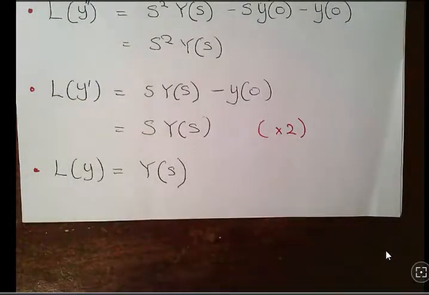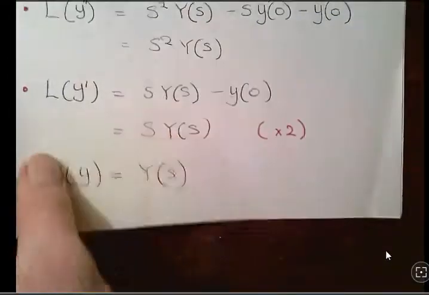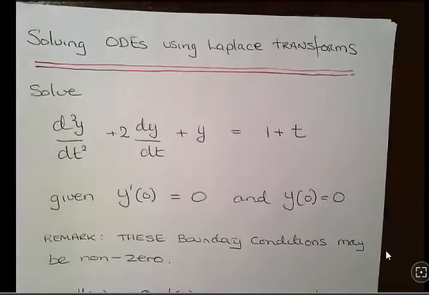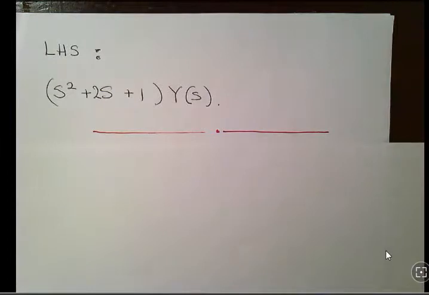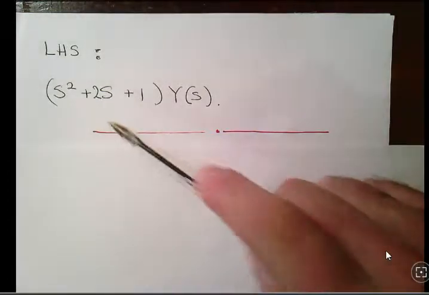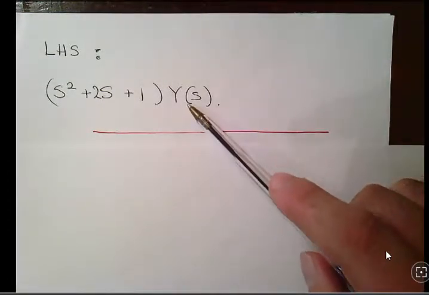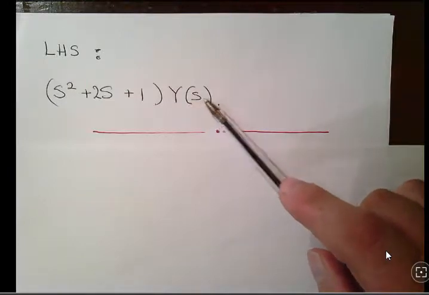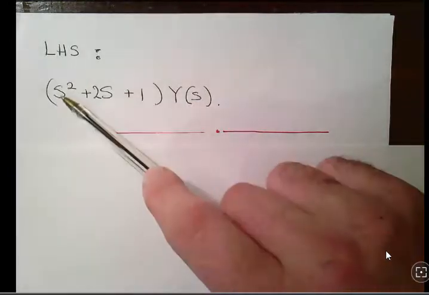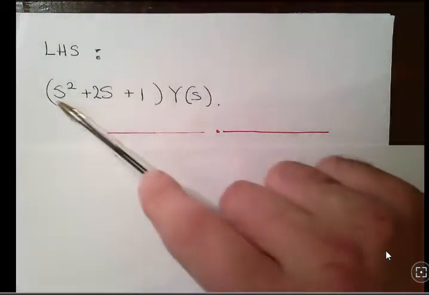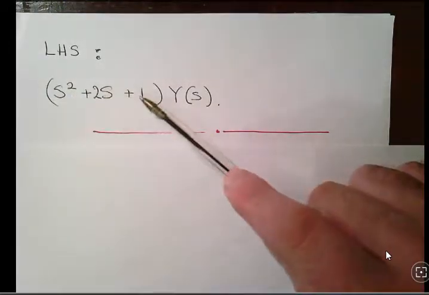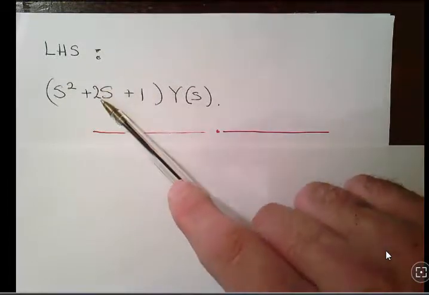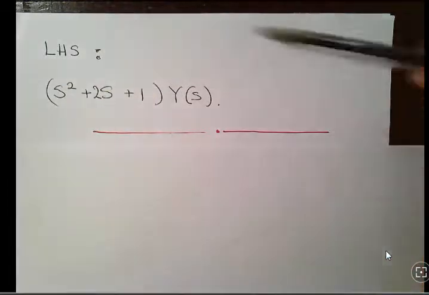Okay, so what I'm going to do is piece them all together. Let's go to the next page. I'm going to take out the Y of s terms so it's all separate, so I just have this little quadratic expression. The Laplace transform of the left-hand side is s squared plus 2s plus 1 times Y of s, and you might notice that that is (s plus 1) squared.